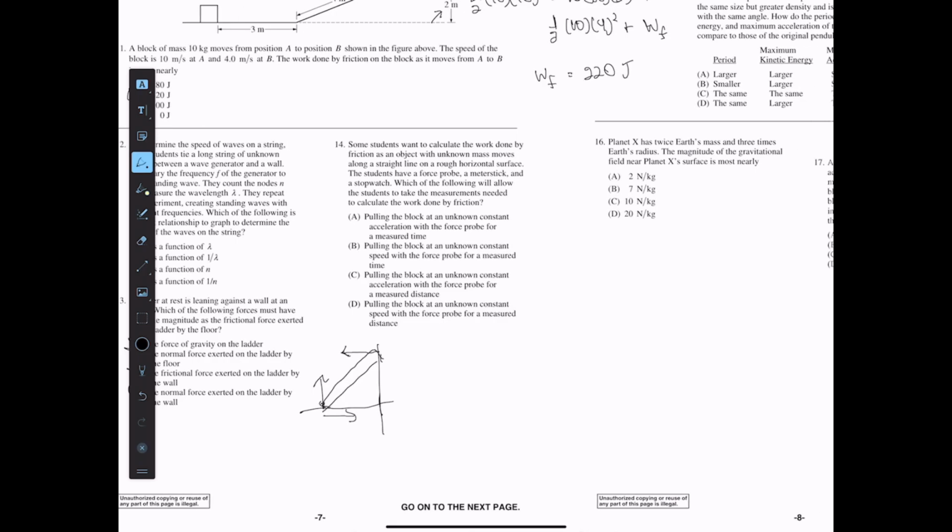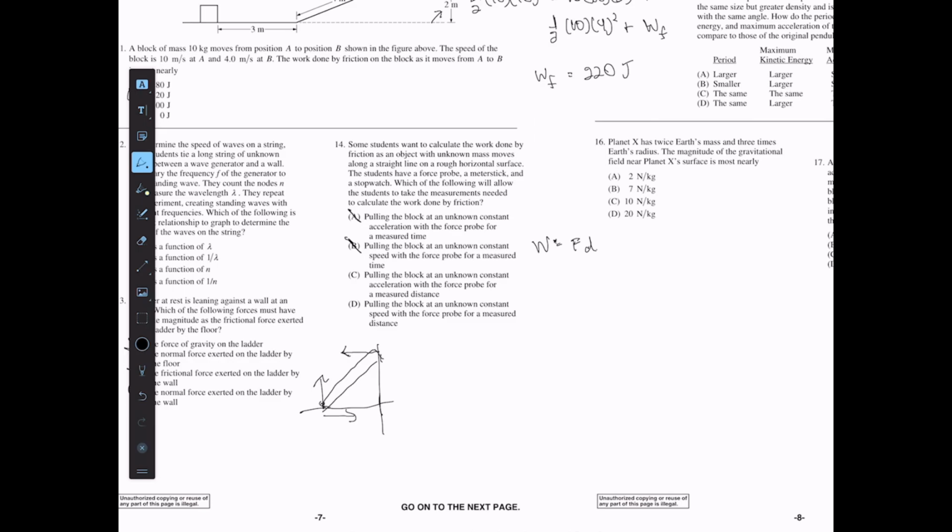Some students wanted to calculate the work done by friction as an object with unknown mass moves along a straight line on a rough horizontal surface. They have a force probe, a meter stick, and a stopwatch, which will allow students to take measurements to calculate the work done by friction. So to calculate the work done by friction, you probably need to know force and distance. Work is equal to force times distance. So that's probably the main things you want to know. So we can eliminate A and B because they say force and time.